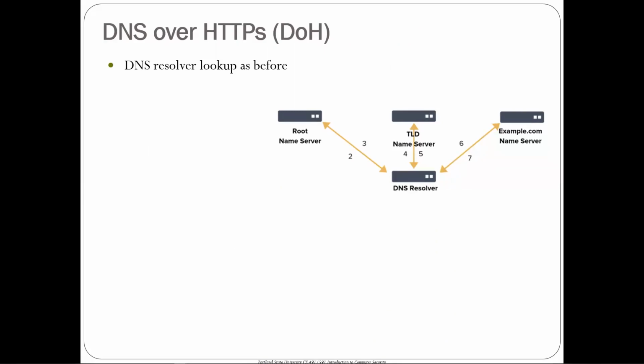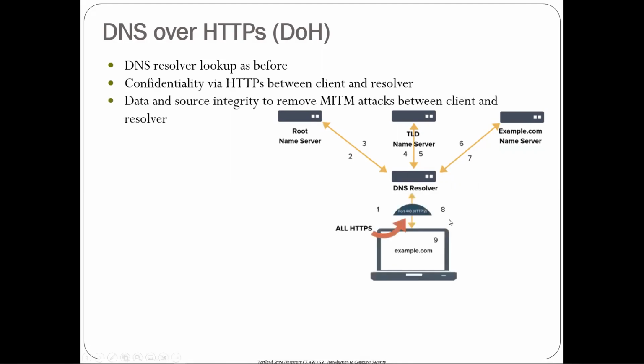So the DNS resolver lookup basically happens exactly as it did before. You're not changing the backend: the resolver queries the root, the TLD, and then the name server. What's going to change with DNS over HTTPS is this step, where the client wanting to do a resolution, instead of using unencrypted DNS to query this local DNS server, is going to create an HTTPS connection to the resolver and then send the query that way.